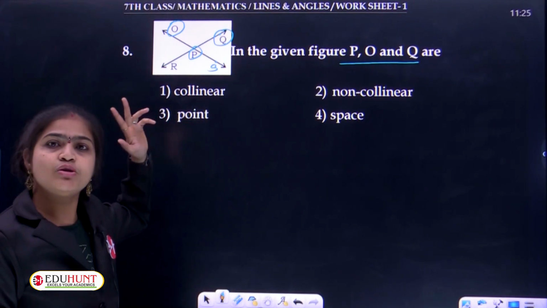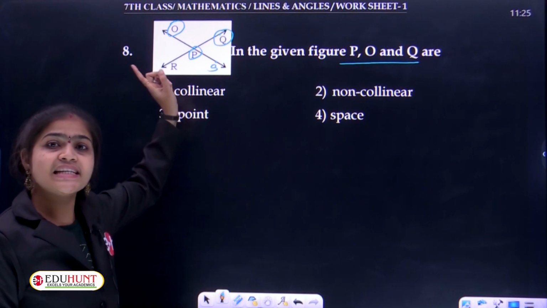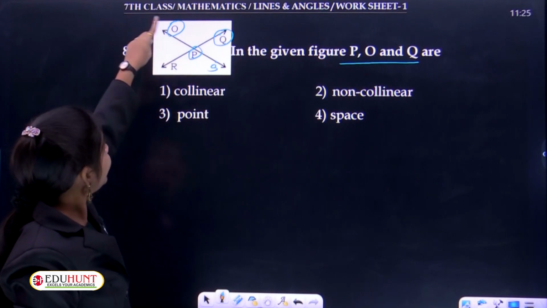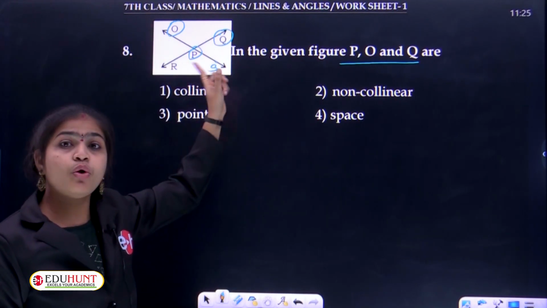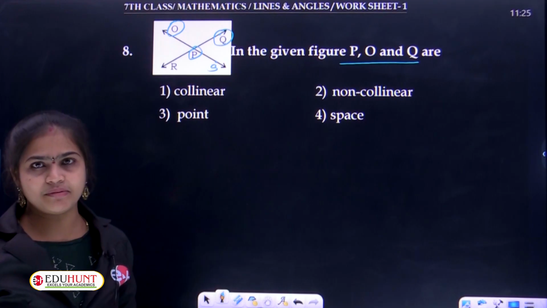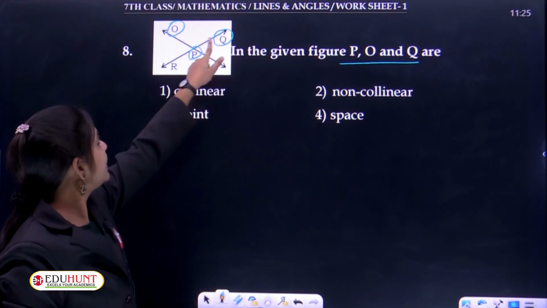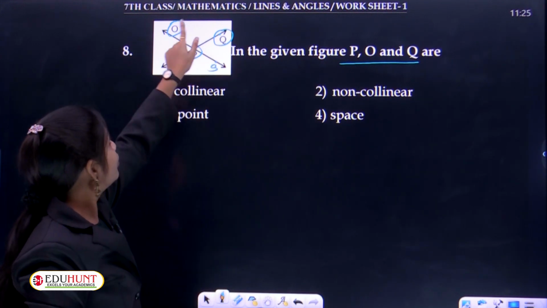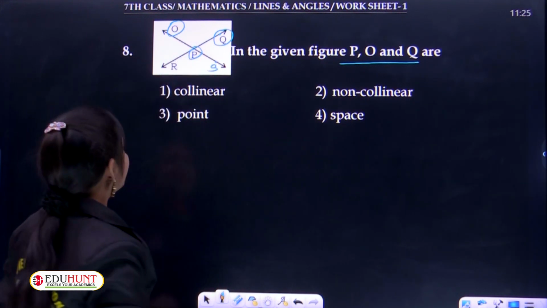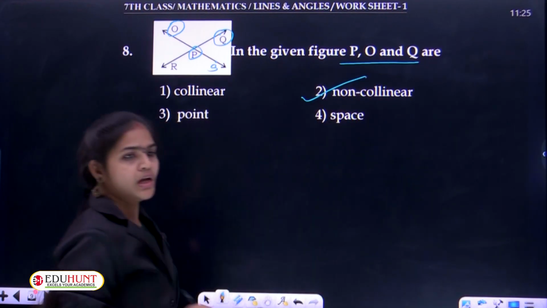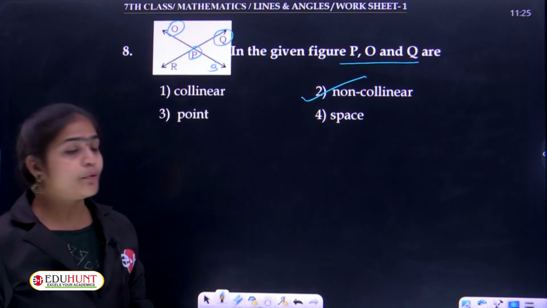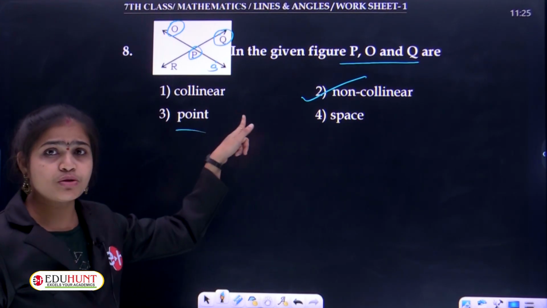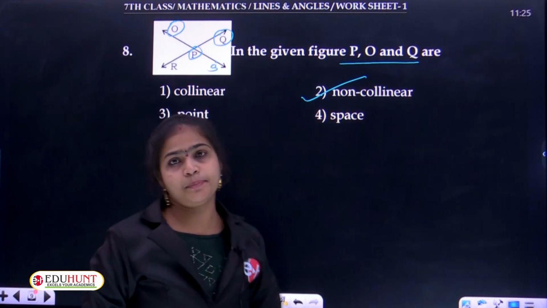Not collinear. Why? Because those 3 are not lying on the same line. P and Q lie on the same line, P and O lie on the same line, but O and Q are not lying on the same line. Here R, P, Q, we can say those 3 are collinear points. But P, Q, O, these 3 points are non-collinear points. Of course, those 3 are points also, but which type of points? Those 3 are non-collinear points.